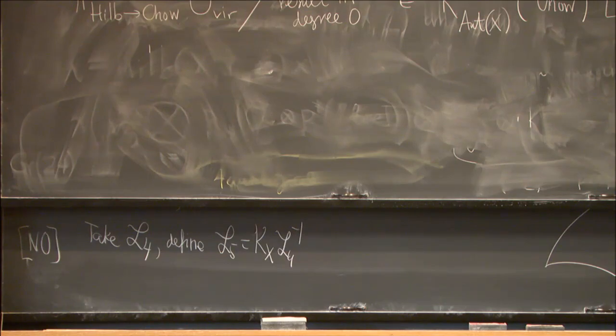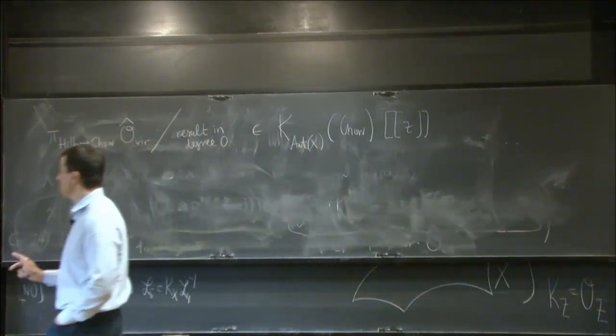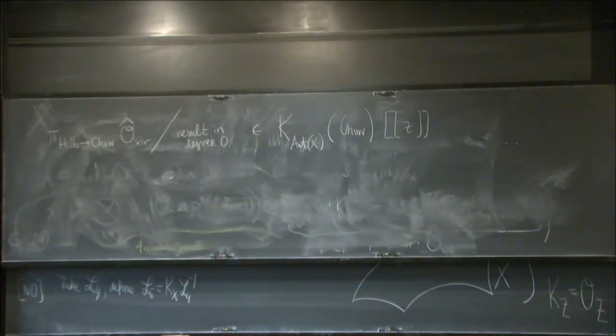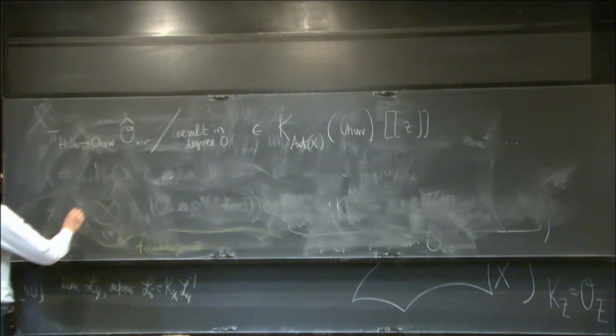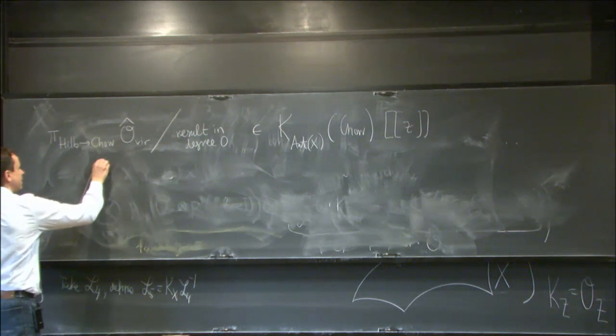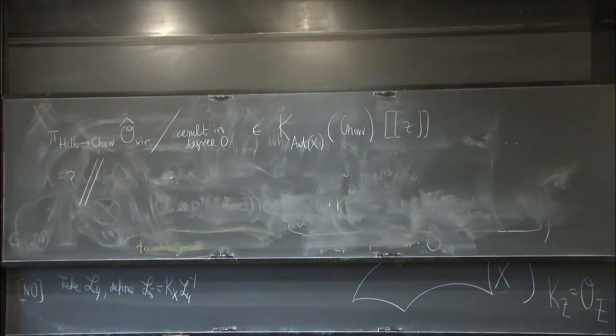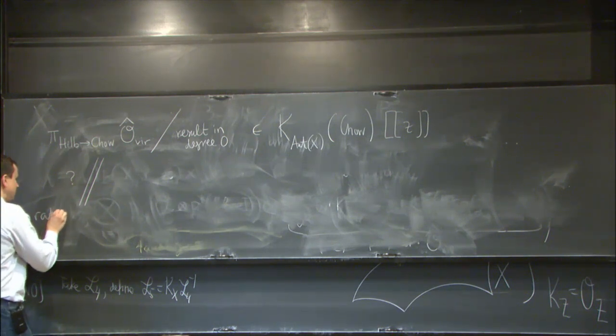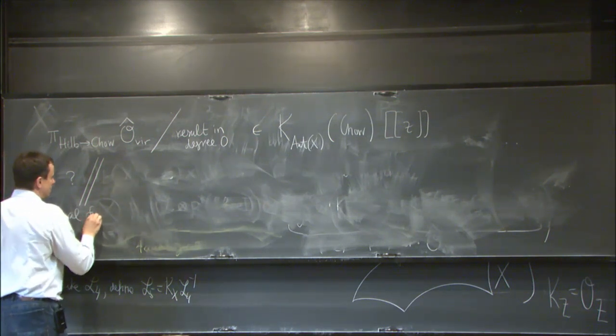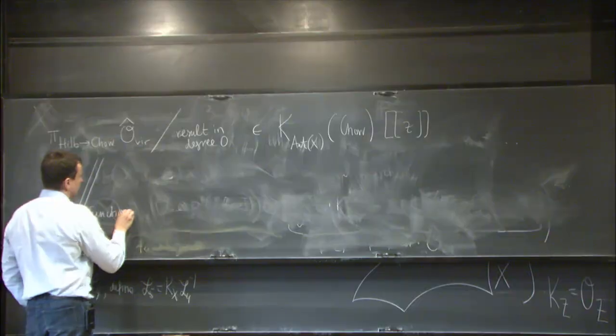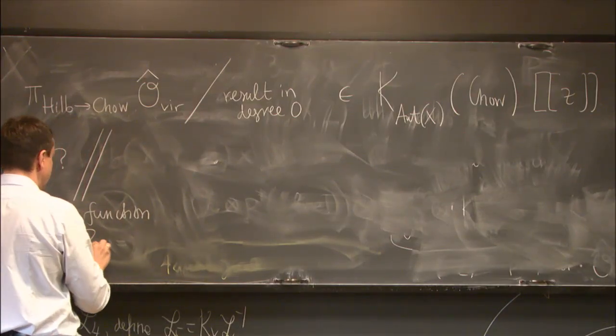Now about this series, there are two conjectures. The first: in general, it's a conjecture, and I'll explain why it's still a conjecture. Is this thing in fact a rational function of z?